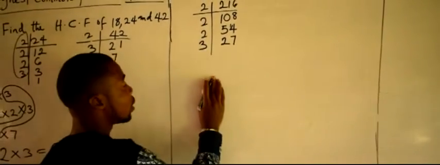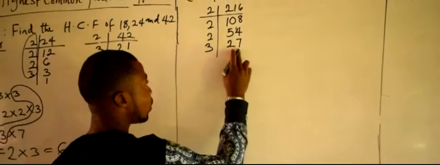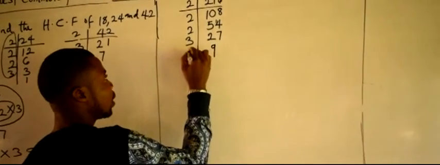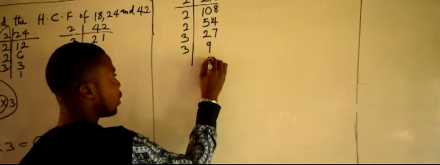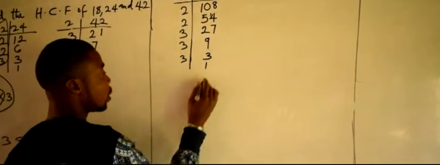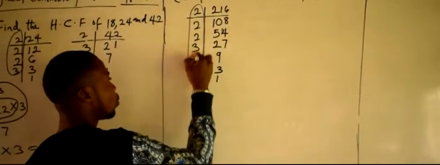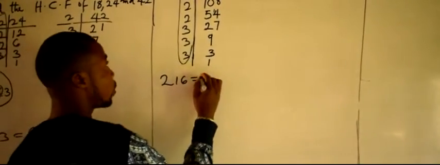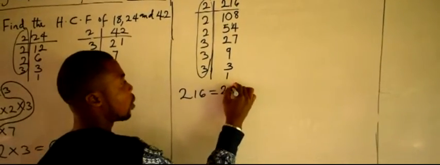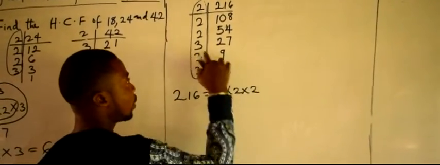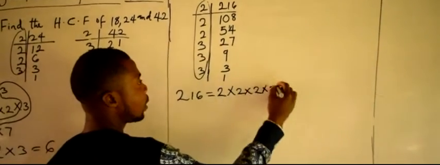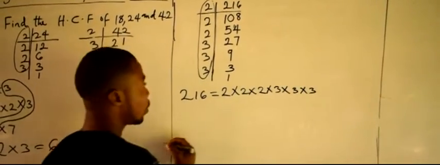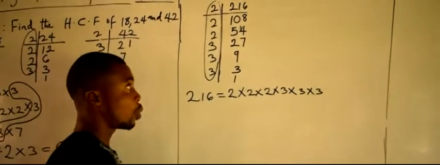3 can go. 3 will go in 27, that is 9. 3 can go here, that is 3. And 3 goes here again, 1. If you multiply all these through, it will give you 216, which are the prime factors of 216. So the product now, I want to write them out: 2 times 2 times 2 times 3 times 3 times the last 3. That is the prime factorization of 216.